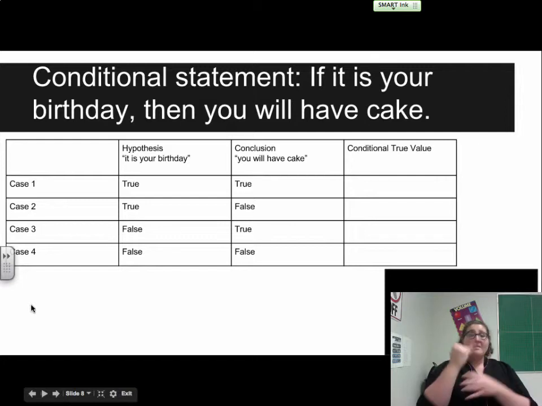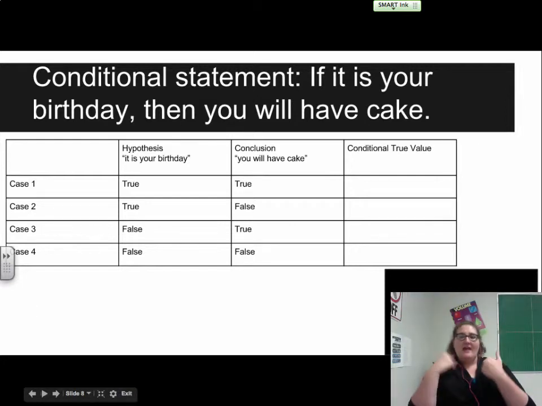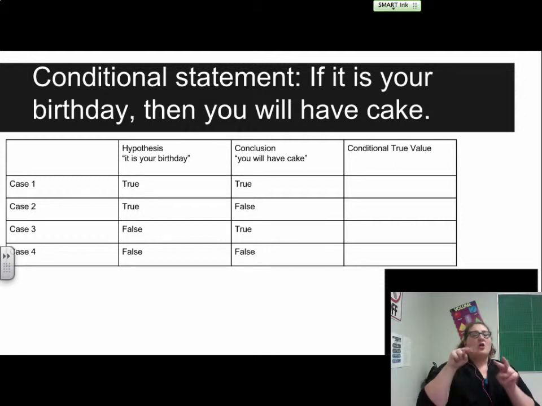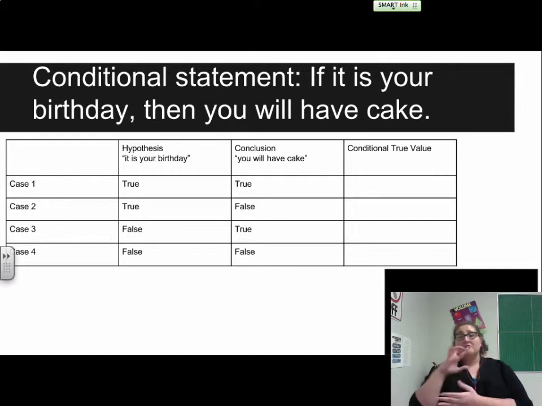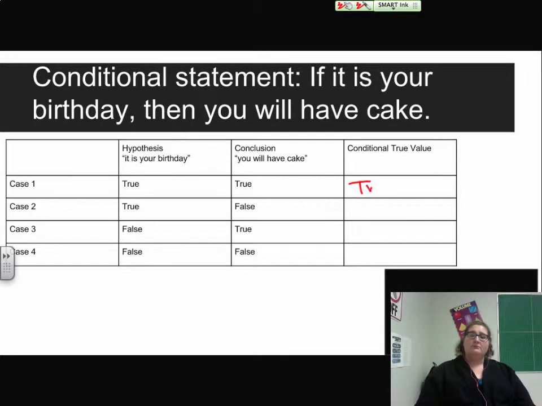Conditional statements. If it is your birthday, then you'll have cake. So we're going to look at this because these are the different cases that could happen. The hypothesis is, it is your birthday, conclusion, you'll have cake. So in the first case, the hypothesis could be true and the conclusion would be true, which would make the conditional value also true. Case 2, the hypothesis is true, it's your birthday, but you don't get any cake. And so we didn't get what we wanted or expected, so this is going to be false.